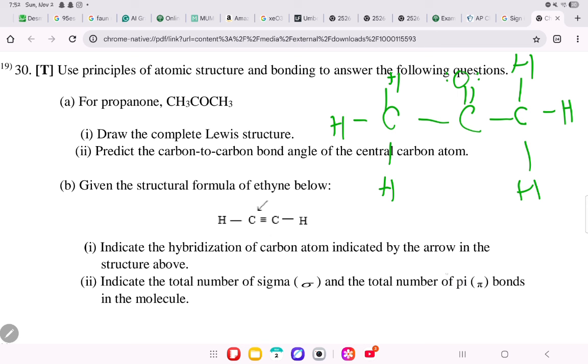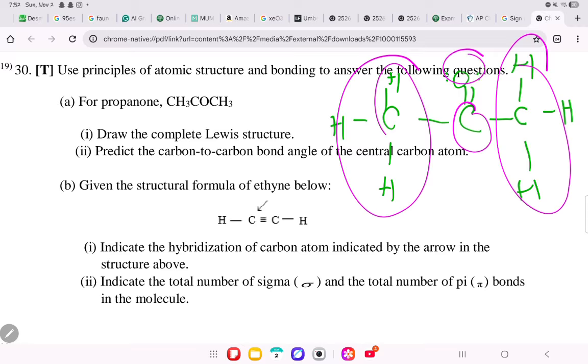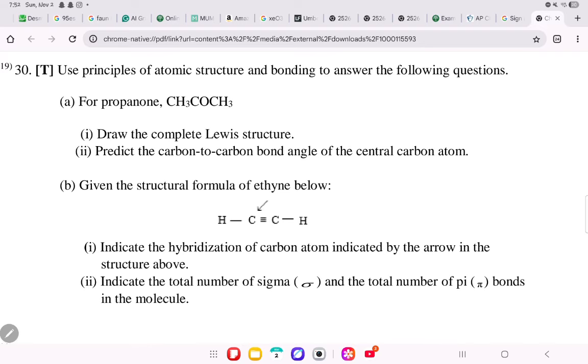Now part 2, they said predict the carbon-to-carbon bond angle of the central carbon atom. This is the central carbon atom. They want the bond angle. So from this we'll have 1, 2, and 3. It's a central carbon atom with 3 atoms attached to it. So that's going to be AX3. And AX3 is trigonal planar, and always in the trigonal planar, the angle is 120 degrees.